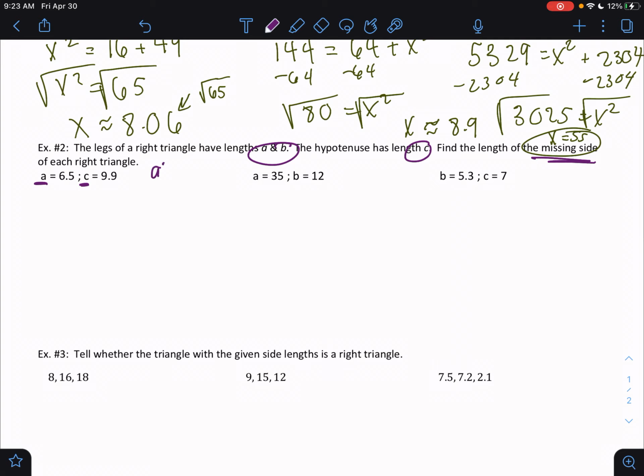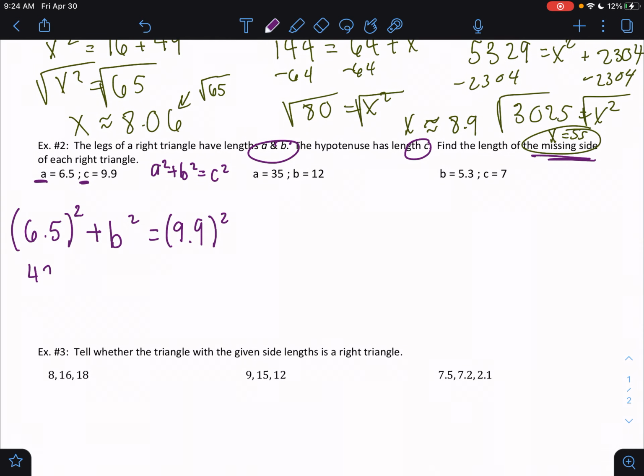So we'll use our A squared plus B squared equals C squared, and just plug in the numbers. So we'll have 6.5, put that in parentheses so we can make sure that we know that that's a decimal there, squared plus B squared equals 9.9 squared. So we will get 42.25 plus B squared equals 98.01.